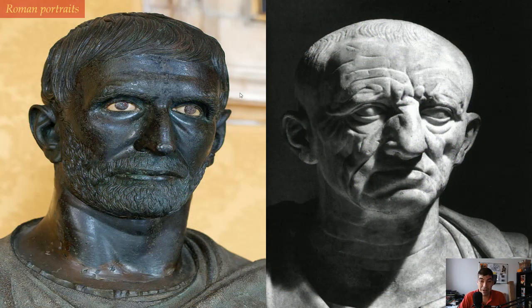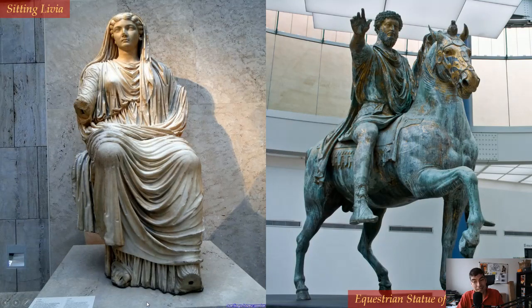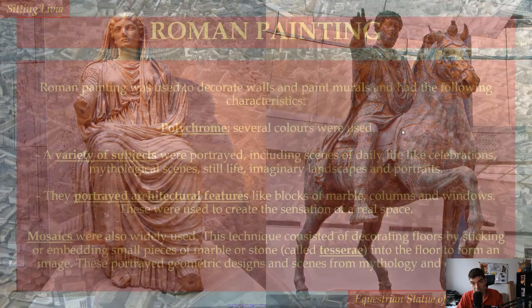This is a very specific individual, Lucius Junius Brutus, the first consul, and this is a patrician. As you can see, he is old and he is depicted as he is, old and ugly, okay? They didn't aim for the beauty, but they aimed for reality. And these are busts, okay? This is a sitting statue, an equestrian statue, Marcus Aurelius, great emperor.